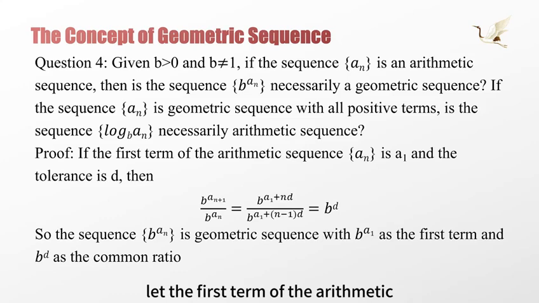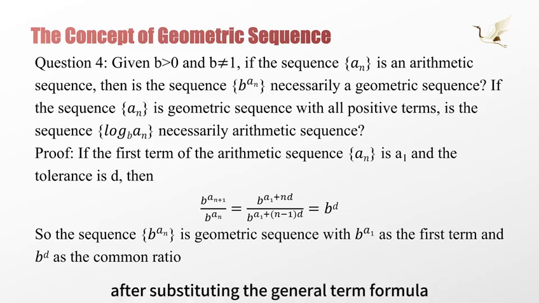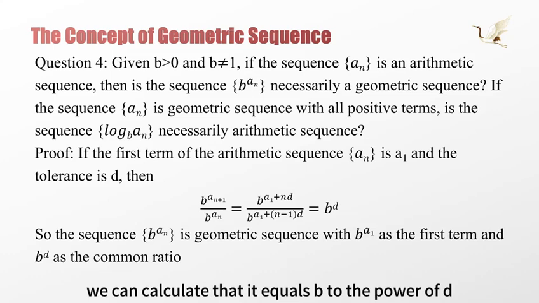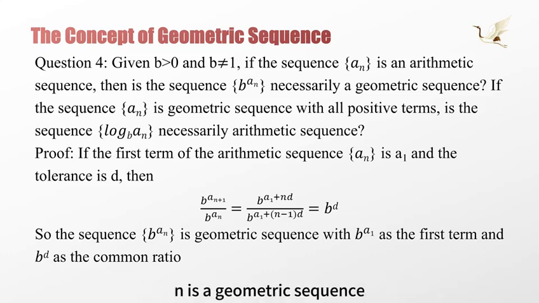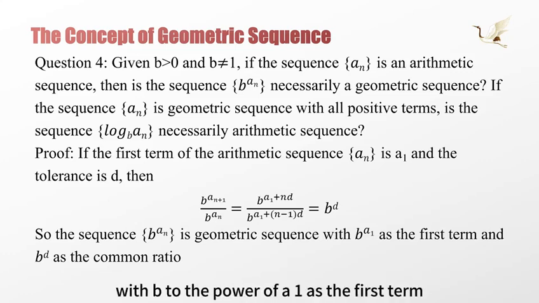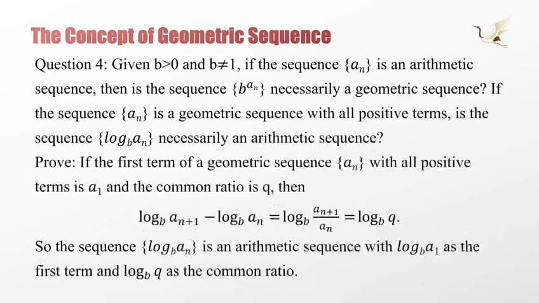Let the first term of the arithmetic sequence a n be a 1 and the common difference be d, then the ratio of b to the power of a n plus 1 to b to the power of a n is equal to b to the power of d. After substituting the general term formula, we can calculate that it equals b to the power of d. Therefore, the sequence of b to the power of a n is a geometric sequence with b to the power of a 1 as the first term and b to the power of d as the common ratio.